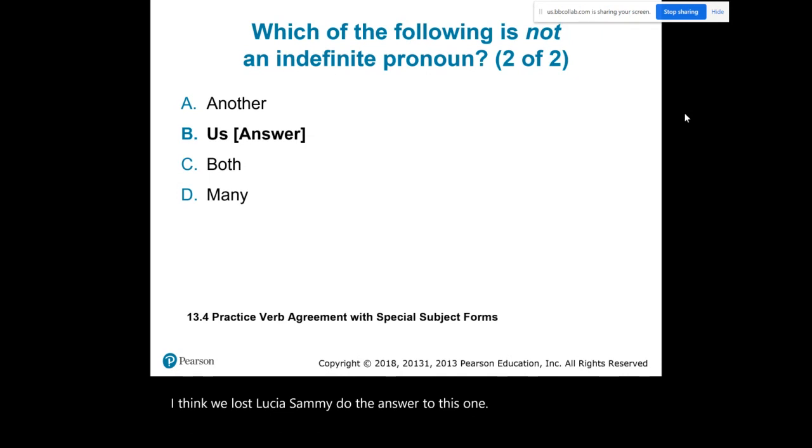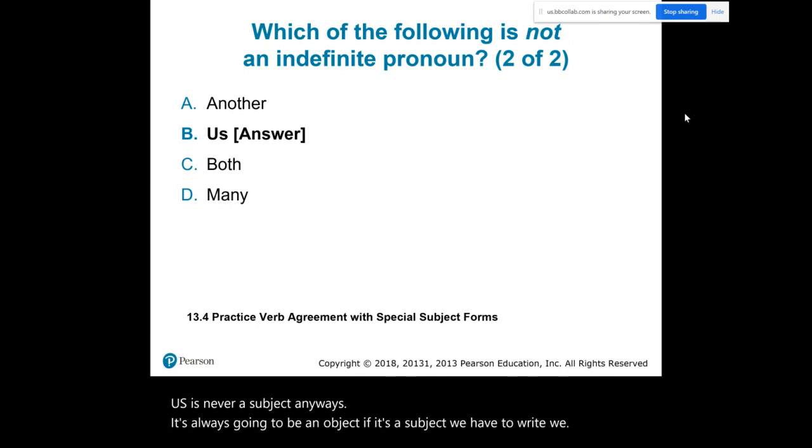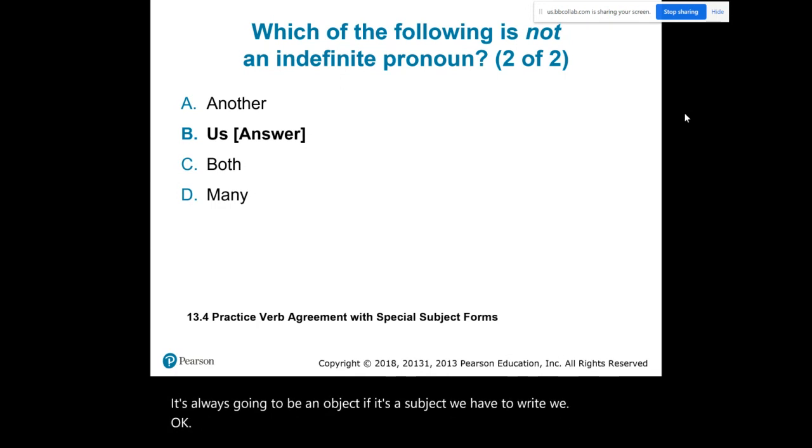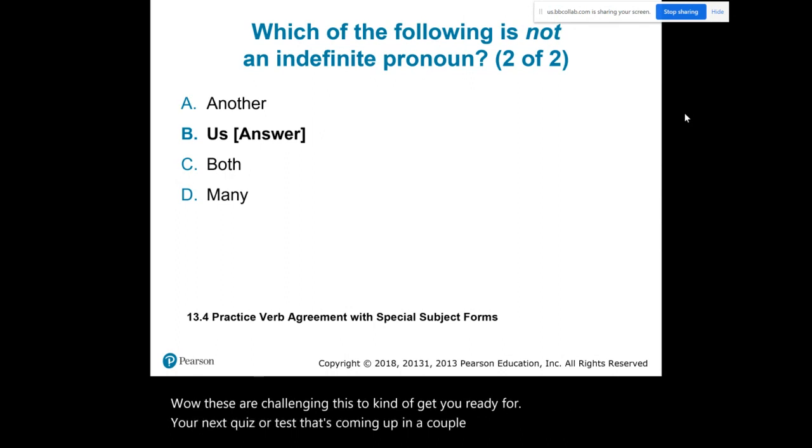Right. Us is never a subject anyways. It's always going to be an object. If it's a subject, we have to write we. Okay? Oh, wow. These are challenging. This is to kind of get you ready for your next quiz that's coming up in a couple weeks. Probably end of next week or the week after that.